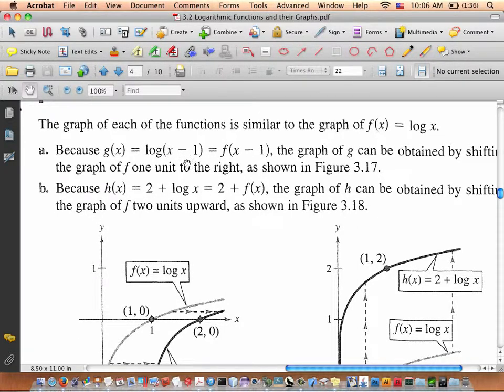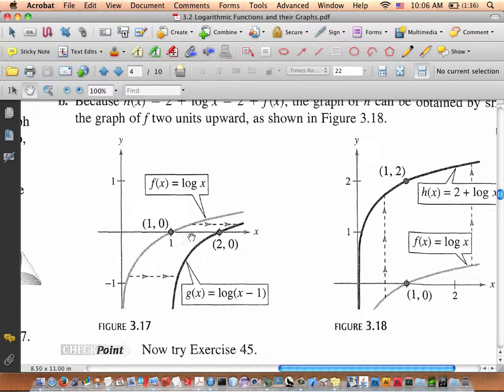So what happens here, Seth, is all of the key points change. So the key point of 1, 0, where it hits the x-axis, now becomes 2, 0. And the vertical asymptote, which used to be at x equals 0, is now at x equals 1. So this translates over, and this becomes the new vertical asymptote right here. Does that make sense? Okay.